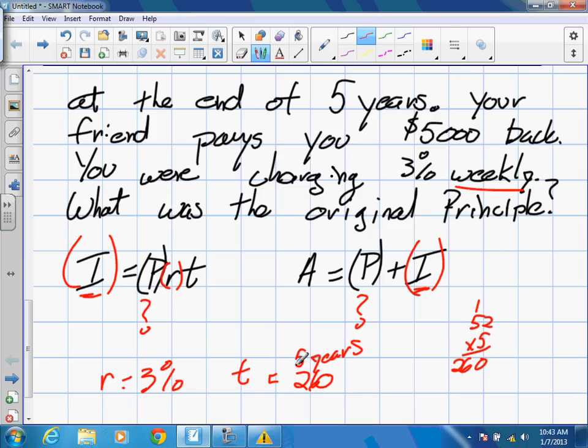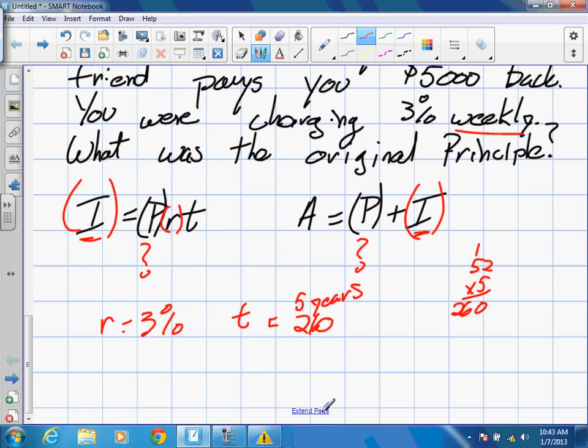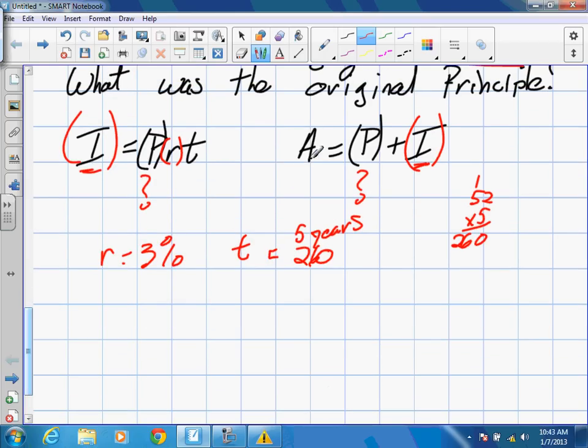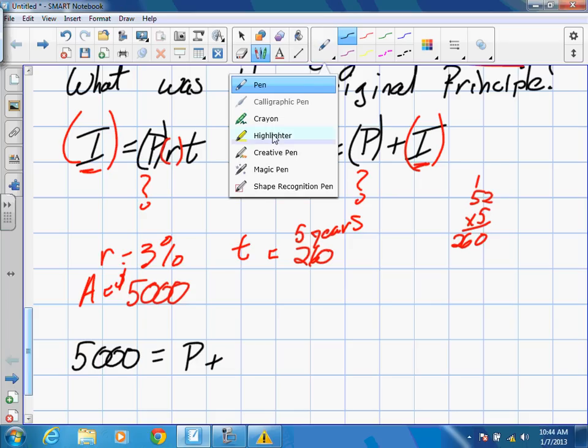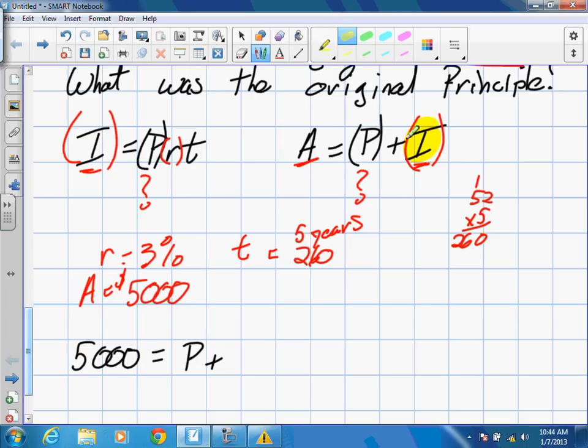Now, that's still not enough information for us. We know the total amount A is also $5,000. So, if our total amount A is 5,000, let's rewrite this. 5,000 is equal to P plus. Now, this is the important part, guys. What we're going to do here is we're going to replace our I with our PRT. Okay? The reason we're going to do that is because we're going to be able to do some factoring. So, instead of writing in I, PRT.